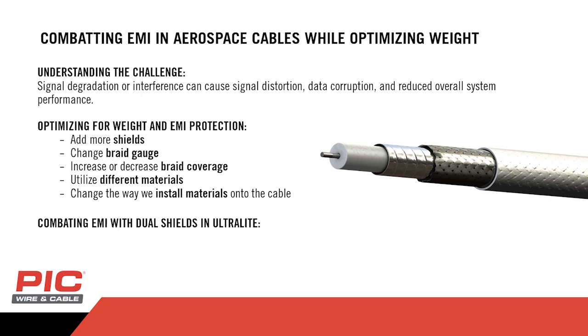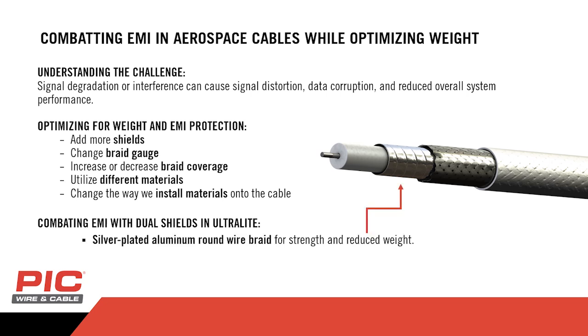The 50 ohm ultralight coax cable construction has two shields. We use silver-plated aluminum round wire braid to reduce the weight and a helically wrapped shield to increase shielding effectiveness. The round wire braid provides more than mechanical strength for crimping connectors. It protects against lower frequency ranges as well. We also pair the braid with a second foil shield that is helically wrapped to protect against higher frequencies. When these two shields are paired together, you can achieve a higher level of shielding effectiveness.